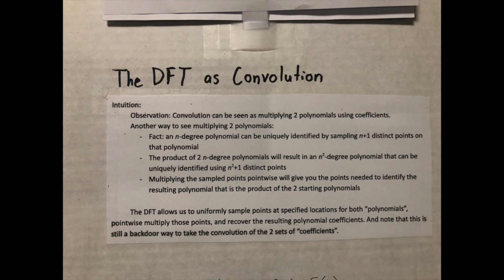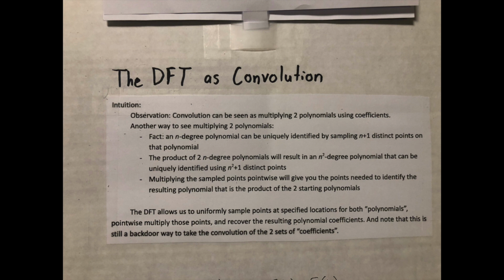Taking a step back, we look at a different way of multiplying two polynomials. One fact is that an n-degree polynomial can be uniquely identified by sampling n+1 distinct points on that polynomial. So therefore, instead of multiplying out the coefficients of two polynomials, we can sample n points from each polynomial, multiply them pointwise, and uniquely identify the resulting polynomial from those sampled points.